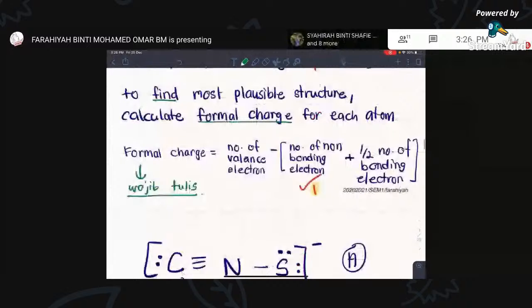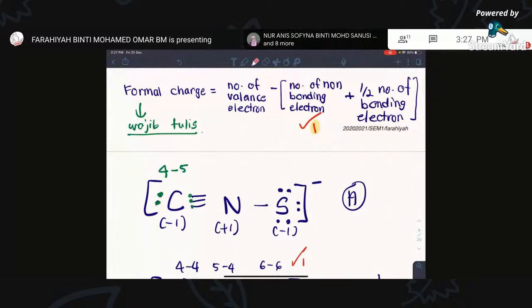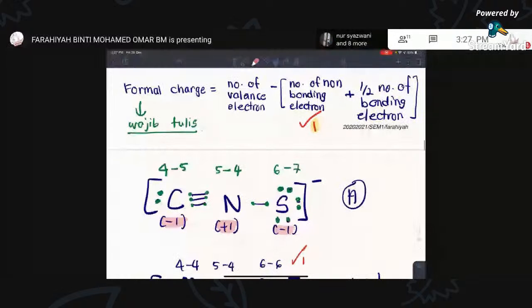And here I just want to recall, for those who don't remember, the shortcut to calculate formal charge. This is a shortcut, not following the formula. For the first atom, its valence electron is 4, minus 5. So you will get negative 1. Then nitrogen, valence electron is 5 minus 4, so you will get positive 1. And lastly, for sulfur, valence electron 6 minus 7, so you will get negative 1. So that is how you can do it mentally. But as I said earlier, the formula must be written. But you can do it mentally as I showed.